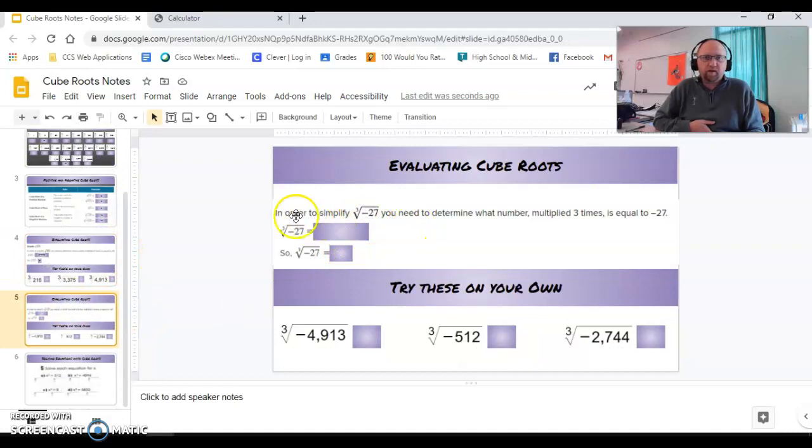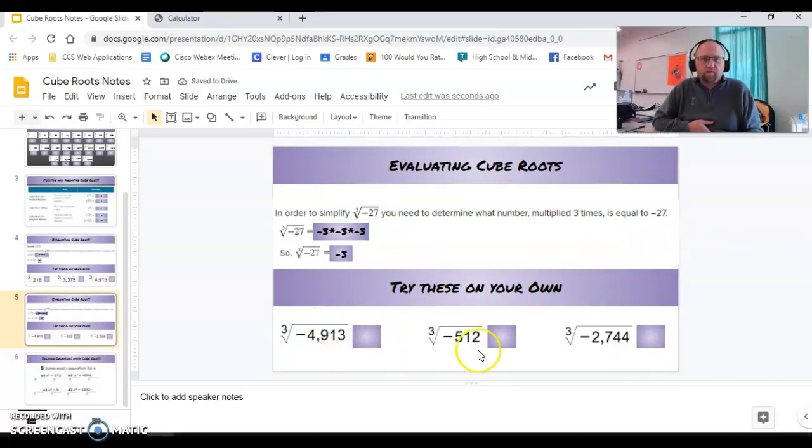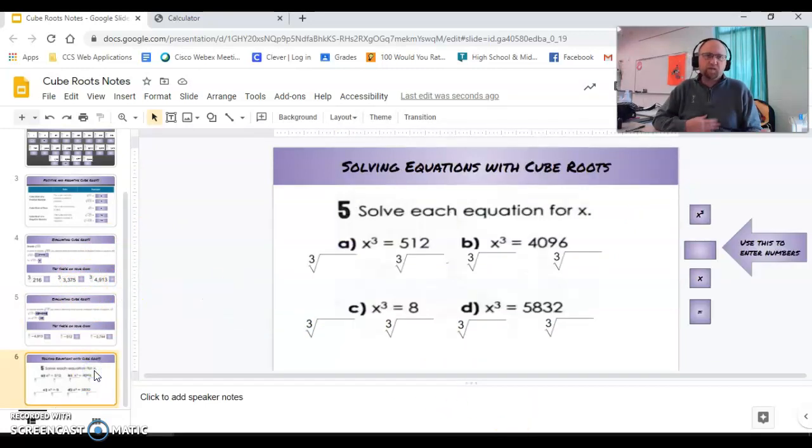Okay, same thing here. In order to simplify the cube root of negative 27, you need to determine what number multiplied 3 times is equal to negative 27. And we kind of covered that earlier, but it's negative 3 times negative 3 times negative 3. Okay? And then your answer would be negative 3. So down here, you'll do the same thing as you did on the previous slide, but your answers will be negative.